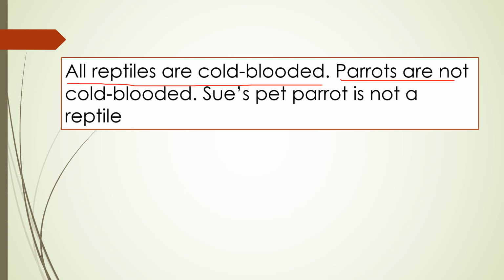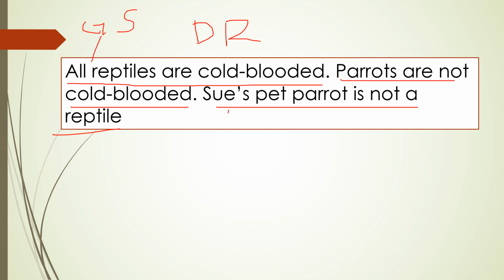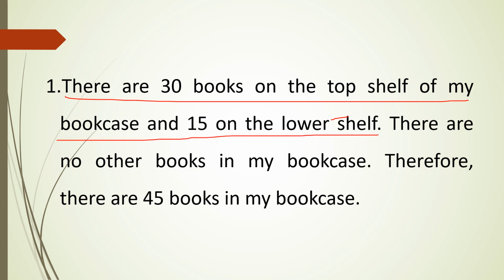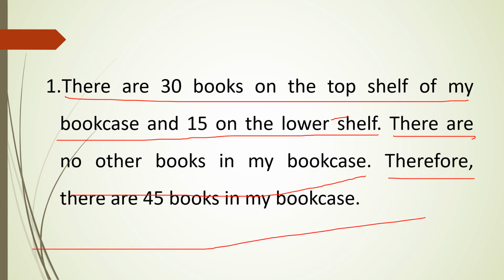And then, yung mga kasunod na sentence or statement, puro mga specific examples na. Alright? So, this is an example of a deductive reasoning. Okay? Deductive reasoning. Kasi nag-start tayo sa general statement and we end up to a specific example. Next, another example. Here, the first statement is, there are 30 books on the top shelf of my bookcase and 15 on the lower shelf. There are no other books in my bookcase. Therefore, there are 45 books in my bookcase.